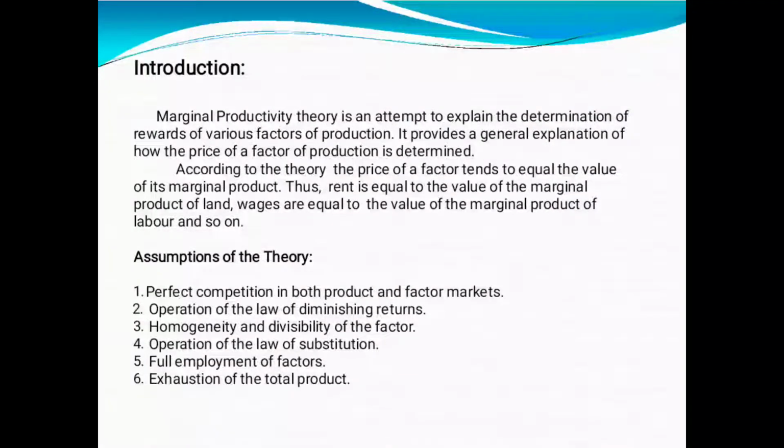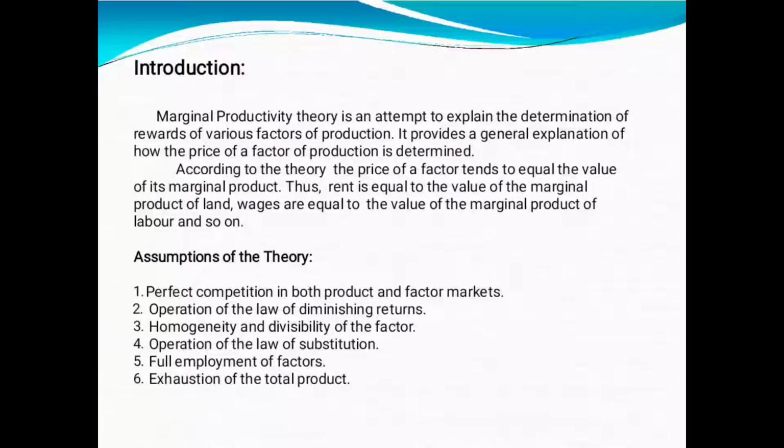Introduction of the theory. Marginal productivity theory is an attempt to explain the determination of rewards of various factors of production. It provides a general explanation of how the price of a factor of production is determined. According to the theory, the price of a factor tends to equal the value of its marginal product. Thus, rent is equal to the value of marginal product of land, wages are equal to the value of marginal product of labor, and so on.